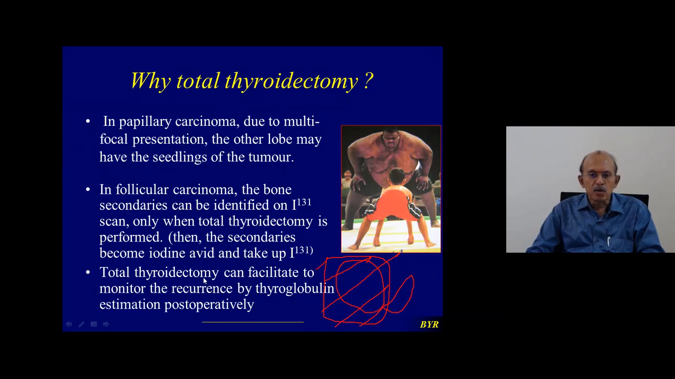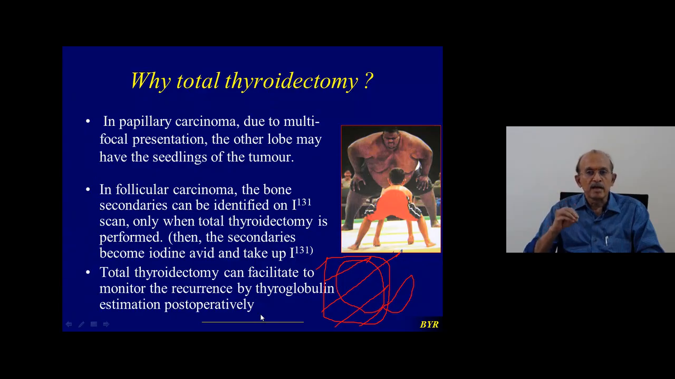The other advantage of doing total thyroidectomy is that it facilitates monitoring of recurrence by estimating thyroglobulin postoperatively. If you do total thyroidectomy, there is no thyroid gland in the body. So there is no thyroglobulin in the body. If you estimate thyroglobulin in the blood, normally you will see some amount. But if you do total thyroidectomy and then estimate the blood for thyroglobulin, the thyroglobulin is negligible or absent.